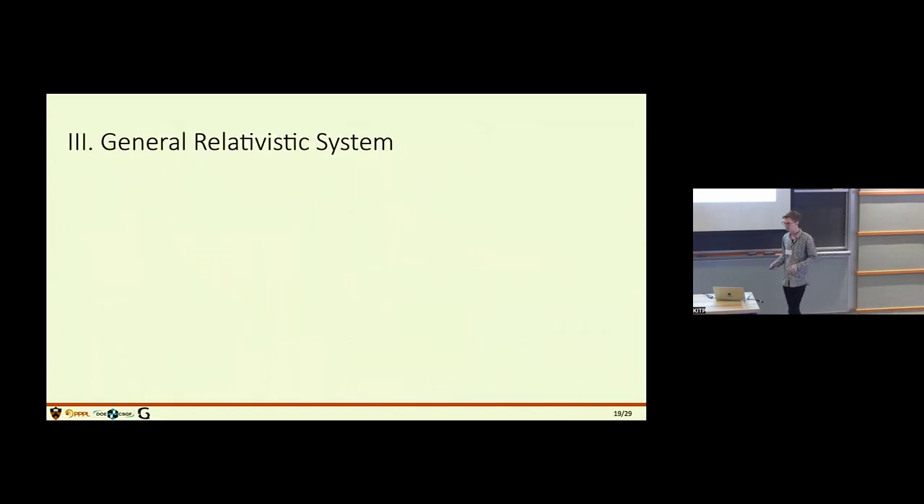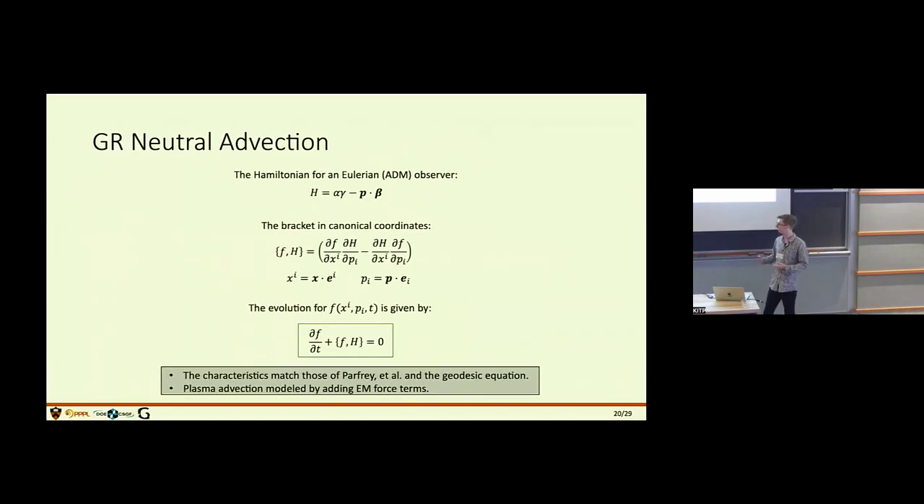How do we then go from this non-relativistic system to the general relativistic system? The first thing we'll have to derive is a Eulerian observer Hamiltonian, written in terms of our gauge variables alpha and beta, and our particle variables gamma and p. We can express our Hamiltonian in the same pair of canonical coordinates, our upstairs positions and downstairs momentum, as we did before, and recycle the entire machinery that we had for our canonical bracket solver.